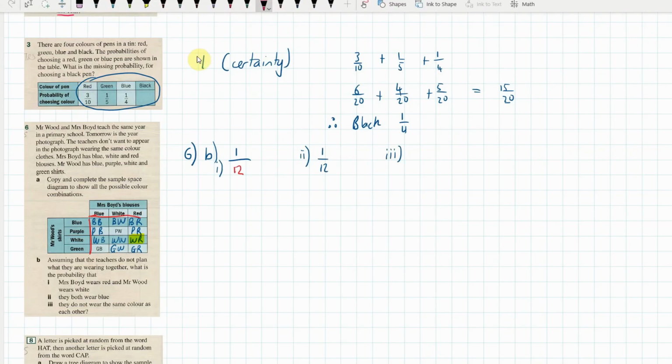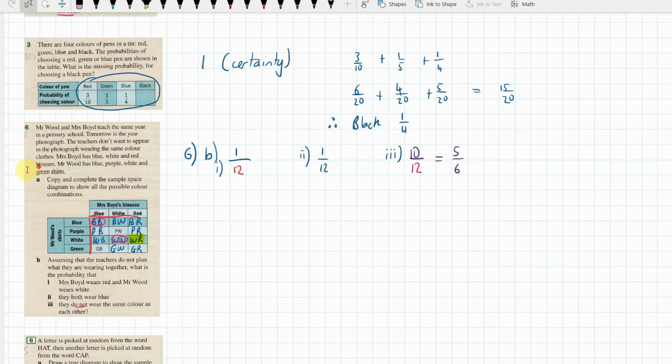is we've got to find out the probability they do not wear the same colour. So what we're going to do for this is find out all the times where they do wear the same colour. So we've got a white, we've got a blue. We're going to ignore those. Do we have a red? No, we don't have a red. So out of the 12 options, there's 2 where they do wear the same colour, which means there are 10 where they don't wear the same colour, and we can simplify that down to 5/6.